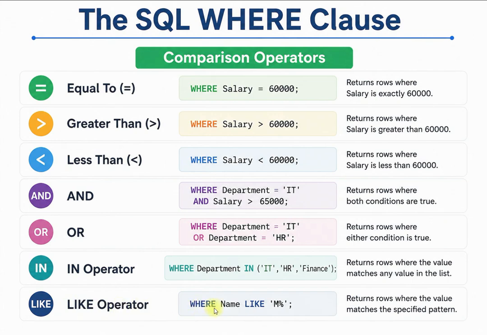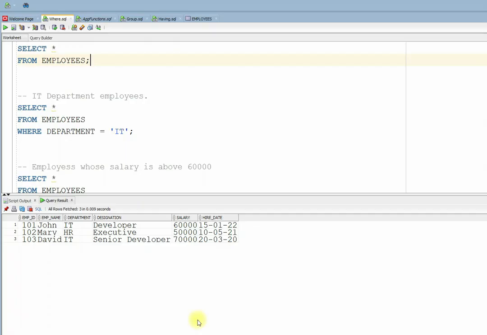The LIKE operator is used to do a wildcard search. For example, if you put M percent, any characters that come after M satisfy this condition. Whether it is Mark, Muhammad, Manish, anybody can come into the results if their name starts with M. Let us see some examples in PL/SQL Developer.